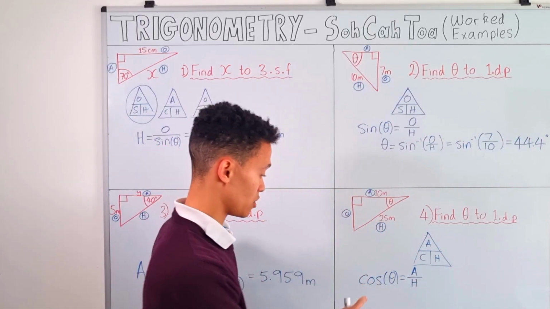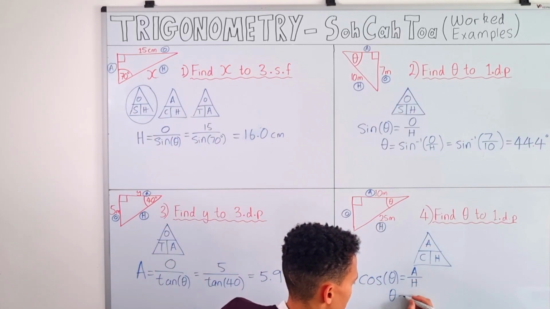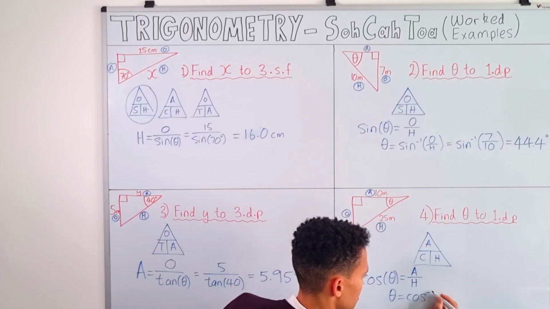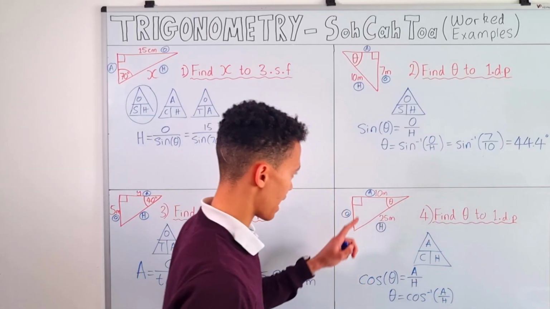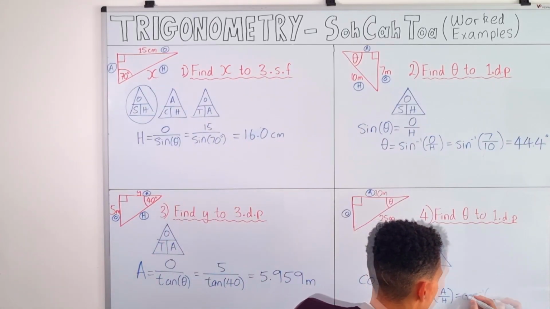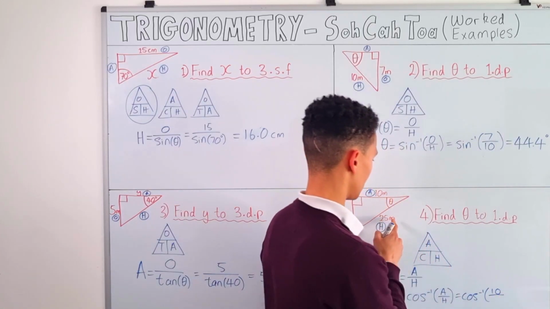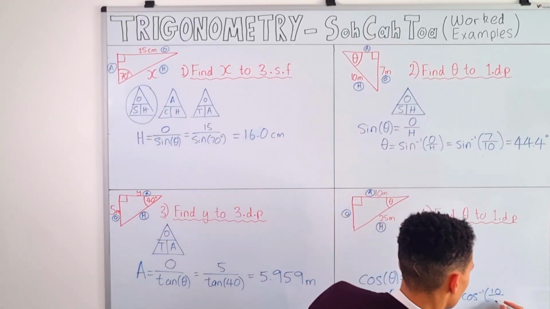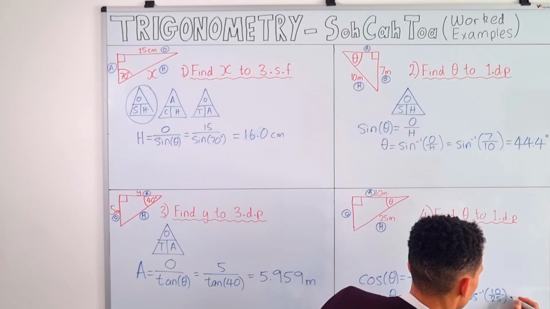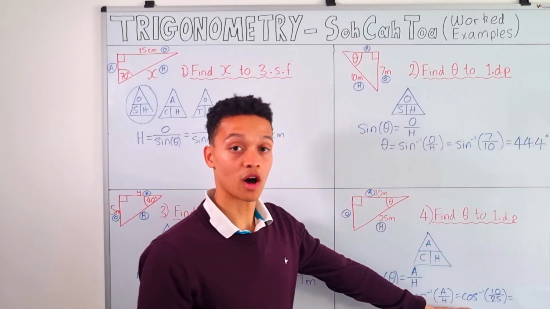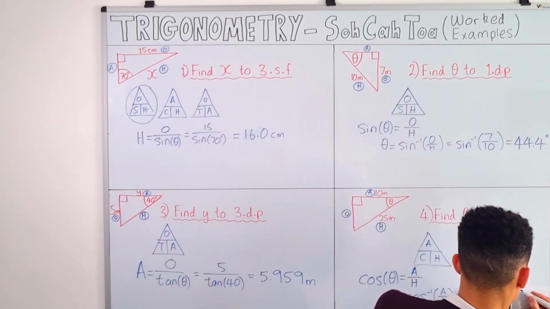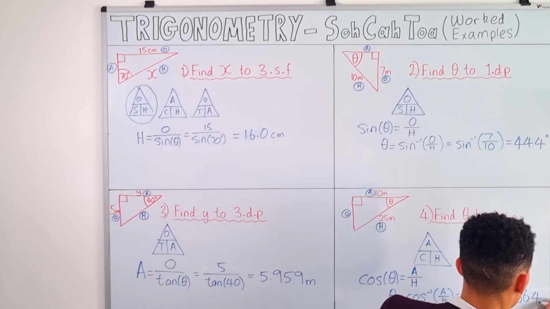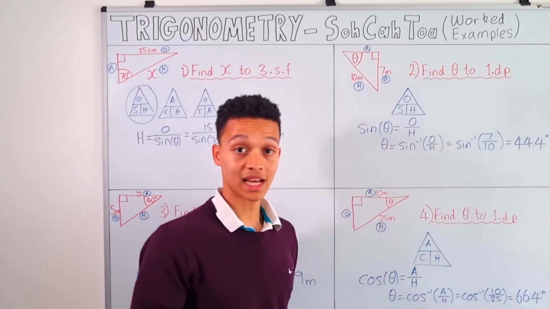So to find theta, we move the cos to the other side. Theta is equal to cos to the minus 1 of A over H. A in this case is 10 meters, and the hypotenuse is 25 meters. So our angle is equal to cos to the minus 1 of 10 divided by 25, and this gives us an answer of 66.4 degrees to 1 decimal place.